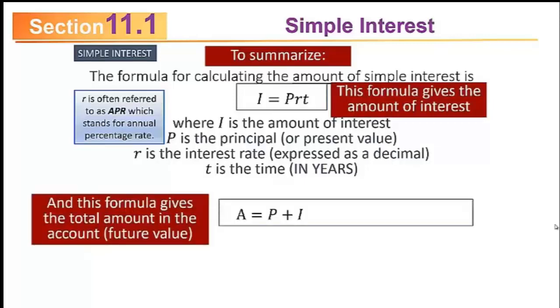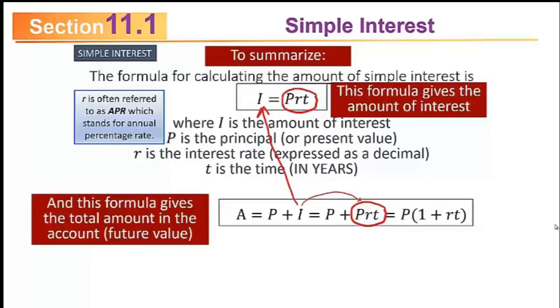If I want to know how much is actually in the account, I'm going to call that capital A. The future value is capital A. It's simply the principal plus the interest. We've already talked about that. But notice that capital I is really PRT. So if I took that capital I out and substituted PRT, I have a capital P in both terms. I could actually factor a P out and get P times the sum of 1 plus RT. That's really the easiest way to write this.